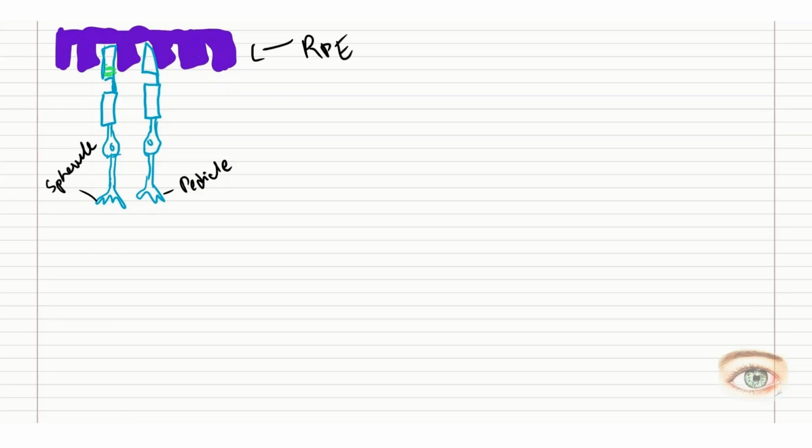In the outer segments, we have these small plates in which the photopigments are going to lie. We're not going to dive deeper into these pigments because our concern now is just to remember the structure and its layers. So this was the structure of rods and cones along with the retinal pigment epithelium.